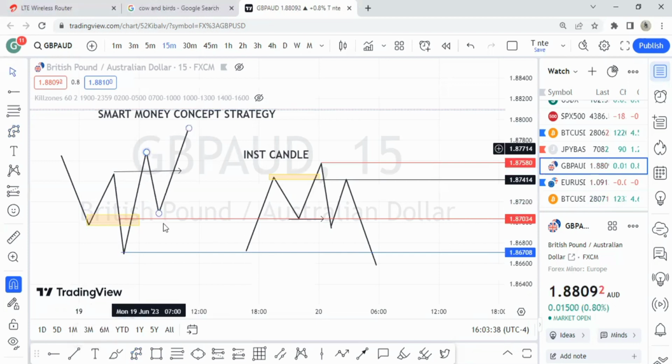So looking at those areas where smart money took out stop loss and then broke structure, your trade idea is very simple.